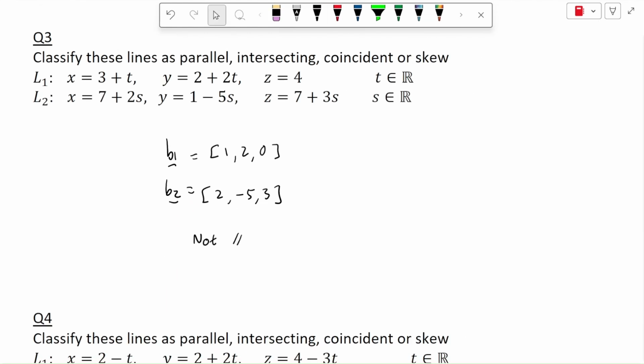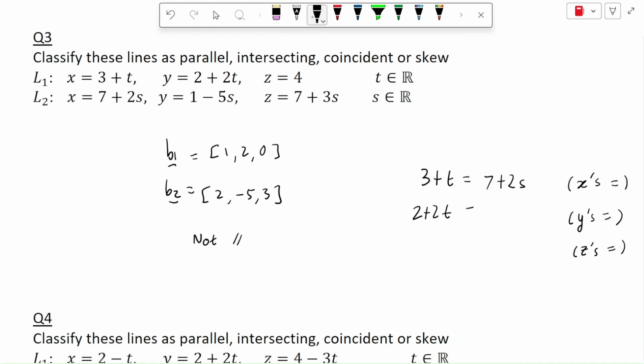Okay, the next thing we do is we actually set the x's, y's, and z's equal to each other. This is why you need to use different letters, t and s. So 7 plus 2s, this is the x's are equal. We're going to have another equation for y's are equal and the z's are equal. So we're going to get 2 plus 2t, that's the y bit, equals 1 take 5s. And then we have z equals 4, which is 7 plus 3s.